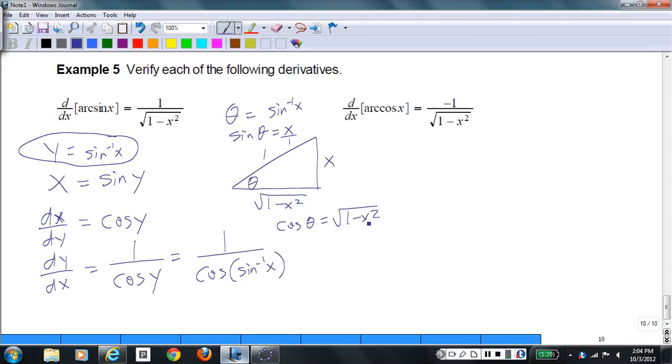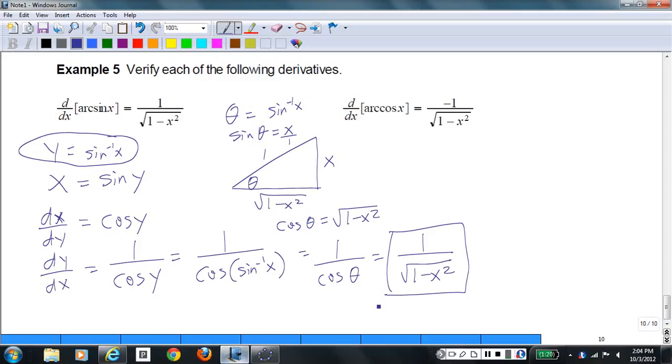So here we go. 1 over cosine of inverse sine of x is going to be 1 over the cosine of theta. So that's 1 over the square root of 1 minus x squared. So this is an expression for the derivative of the inverse sine function, 1 over the square root of 1 minus x squared. And let's see, the derivative of the inverse cosine is similar.